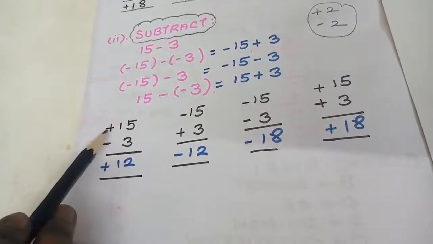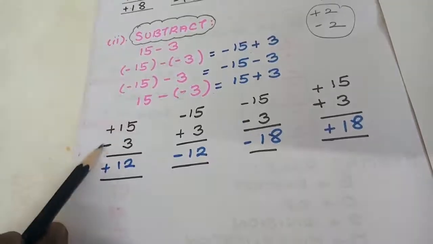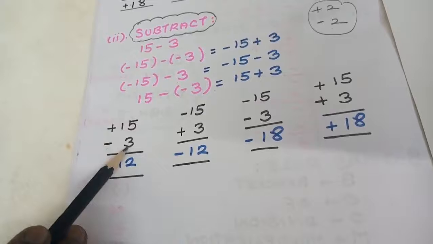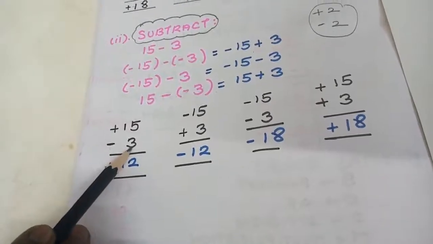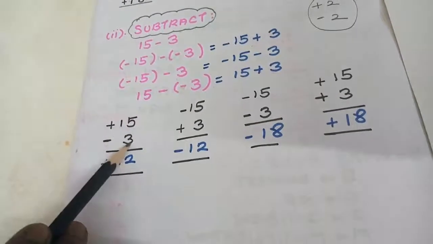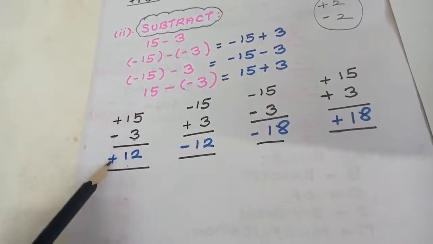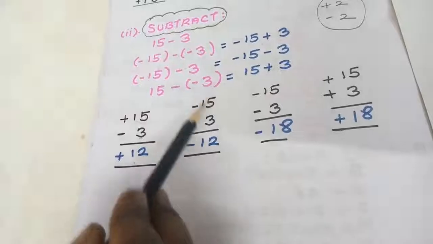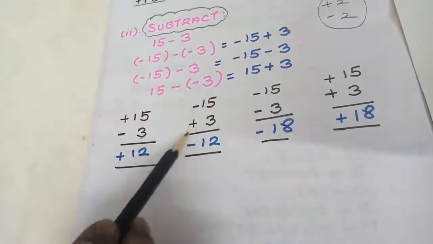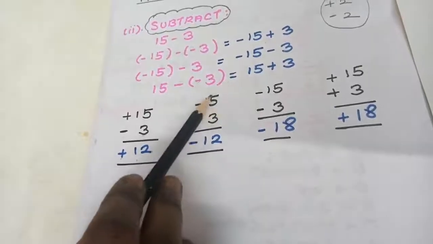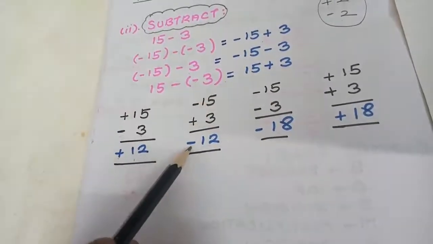If you see the first one, plus 15 minus 3, both the signs are different, so you are going to subtract the numbers. If the sign is different, you are going to subtract. 15 minus 3, 12. What is the sign for the greater number? Positive. So I am writing it as plus 12. Coming here, minus 15 plus 3. Sign is different, 12. What is the greater number? 15. Negative sign, so minus 12.